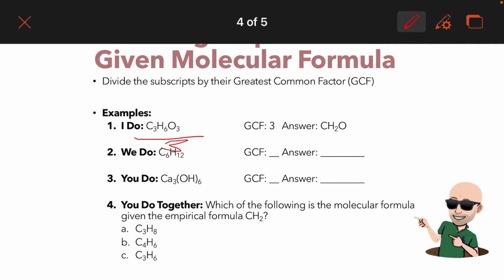All right, now let's do C6H12. The greatest common factor, both of these are divisible by 6. So my greatest common factor would be 6, and simplified, this would be CH2. And we're done. That is our empirical formula. All right, for this last one, Ca3OH6, the greatest common factor would be 3, which would make this simplify to CaOH.